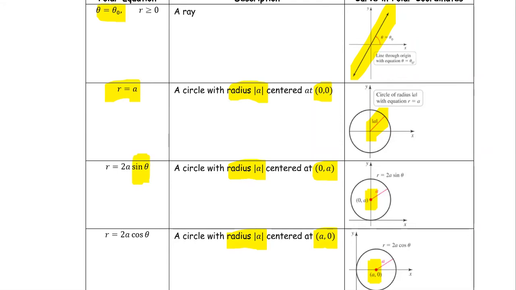Recall the relationship of y and sine: sine theta is y over r, so that could be something where you can see the connection. The point on the y-axis is related to the sine function. The center at the x-axis is related to the cosine function.